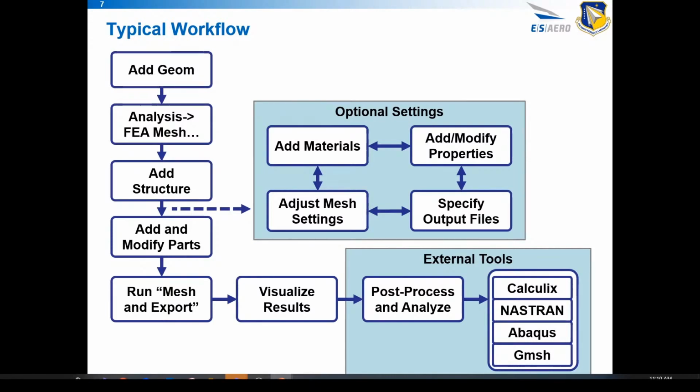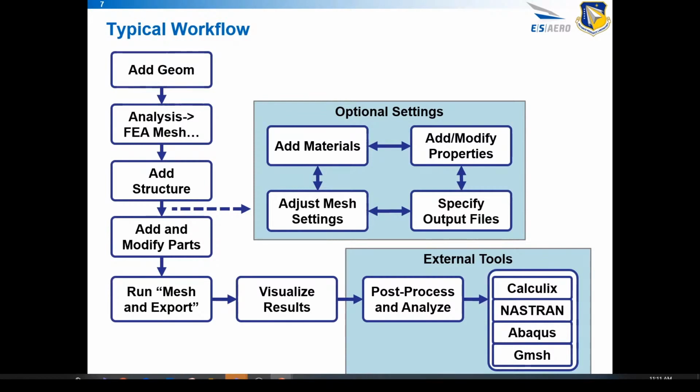So here's the typical workflow, and I'll walk through the GUI that follows this. You first have to have a geom. You then go to Analysis and FEA Mesh. You add a structure to that geom or any other geom that you have. There are optional settings, so you can create your materials library, and you could also create a library of properties and assign materials to each property. The mesh settings can be adjusted, and your output files can be specified. But you can also just go with the defaults.